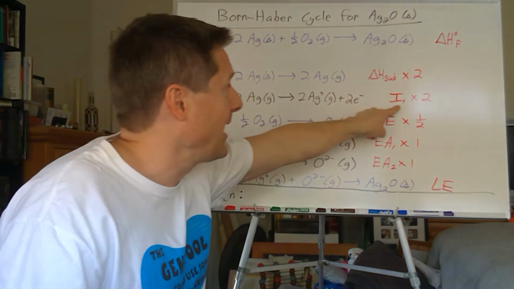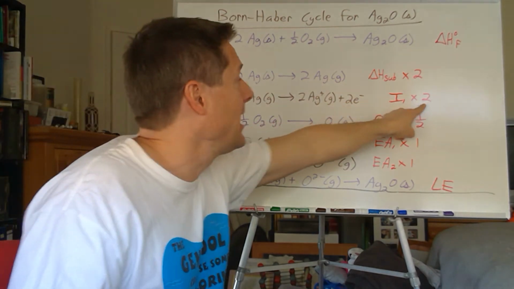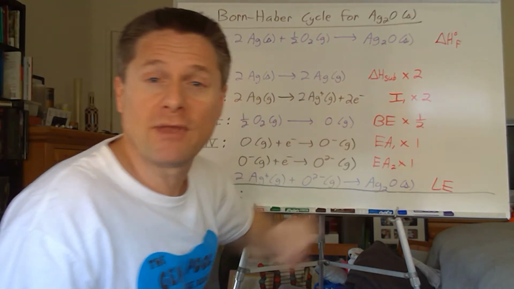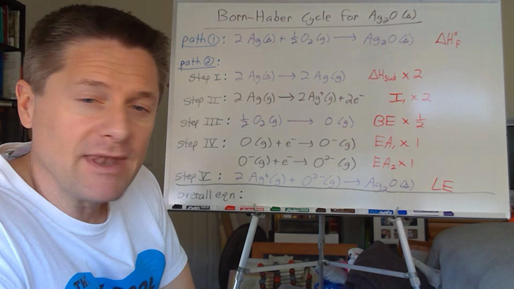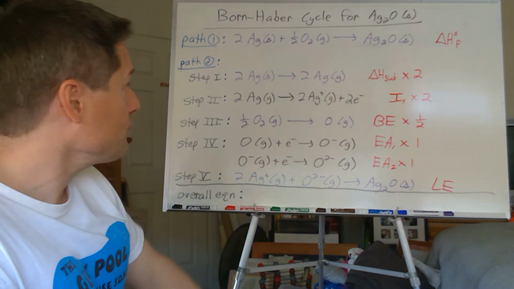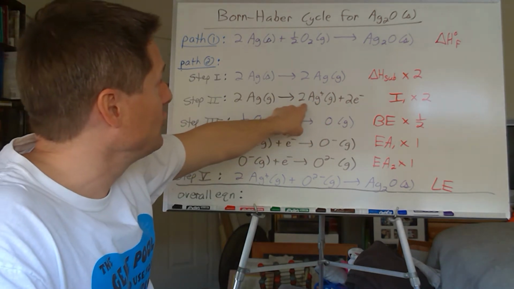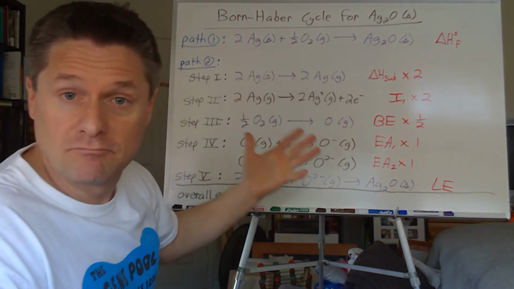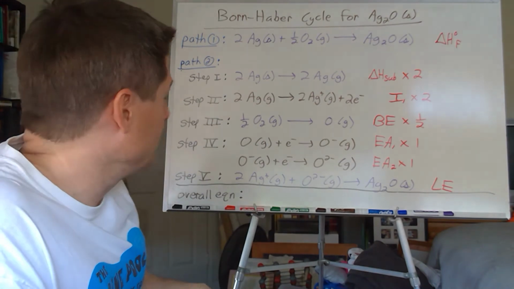That would be the first ionization energy of silver times 2, in kilojoules per mole times 2. We'll put numbers to it in the next scenario. We'll do Born-Haber diagrams in the next video. All right, so we now have 2 moles of silver in the gas phase. That's what we want for the lattice energy, right?